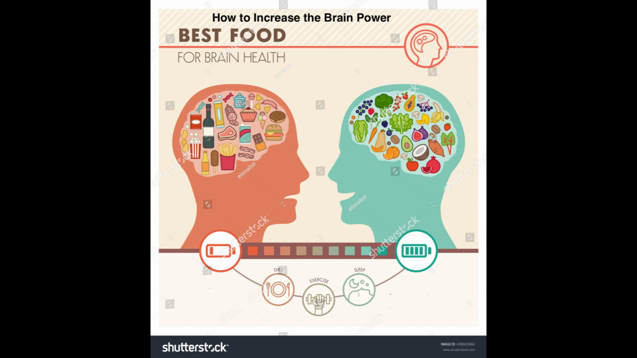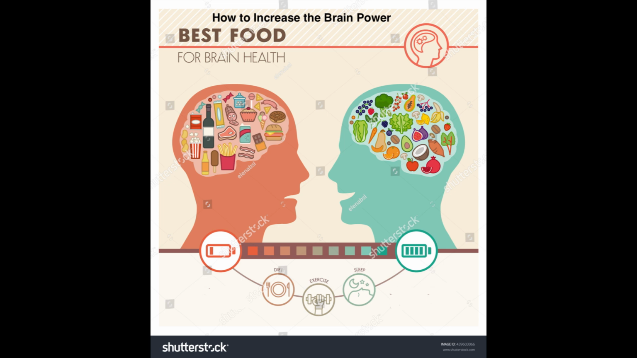The following picture gives information about best food for brain health. According to the picture, there is a red brain on the left side, in which there is a lot of junk food. The junk food includes potato chips, popsicle, wine, and hamburger. There is a nearly empty battery below the red brain.